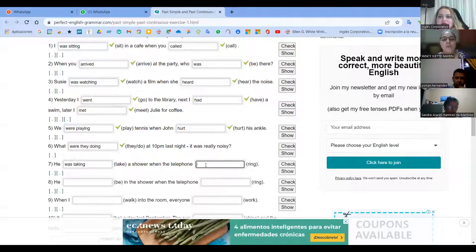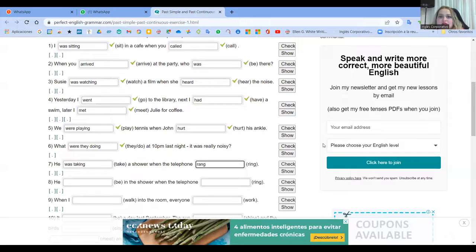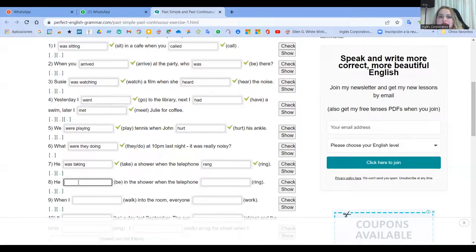We're playing. And the telephone? Run. Check. He was in the shower when the telephone rang. He was only in the shower when the telephone rang.